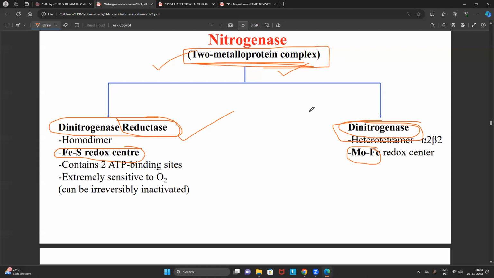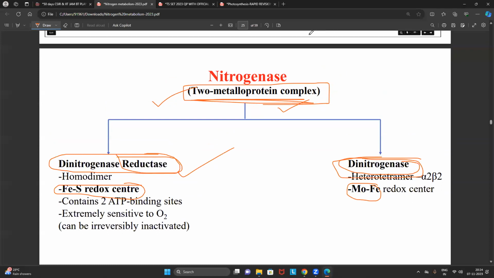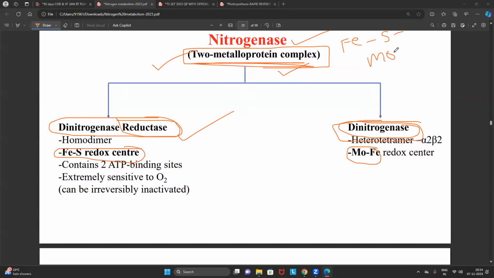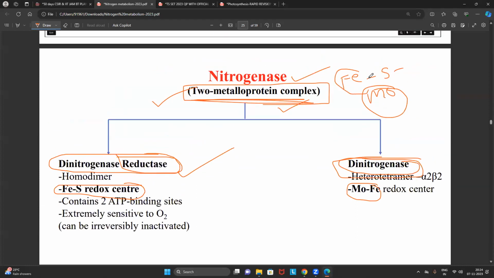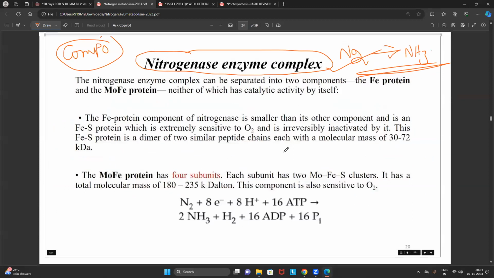In a previous set of exams, I think it was the Madhya Pradesh set, they asked a question: which of the following cofactors is required for the activation of the nitrogenase enzyme? So it requires iron, it requires sulfur, it requires molybdenum. Right? Remember, three are required, but the major one is molybdenum followed by iron. Don't forget. So listen, the nitrogenase enzyme complex is separated into the iron-sulfur protein and the molybdenum-iron protein.